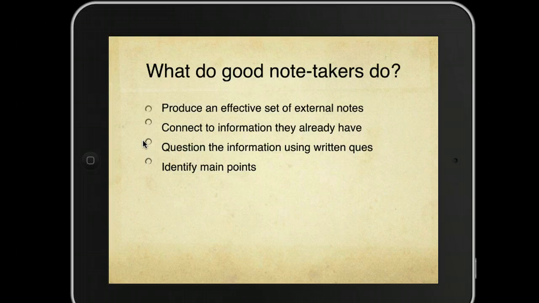So what do good note takers do? We know that they produce an effective set of external notes, and they connect to information they already have. They just don't take notes. They might, in the margins, write, oh, this is kind of like such and such. This reminds me of something. They question the information with cues. When they don't know something, again, they might write in the margins.